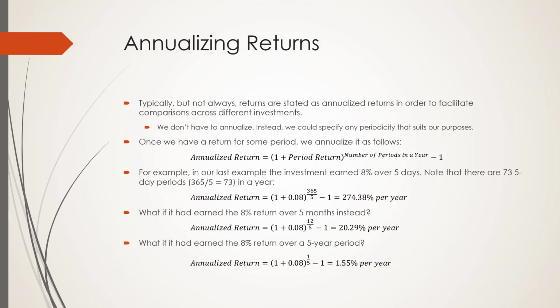What if the 8% had been earned over a 5-year period and you wanted to annualize that? Well, how many 5-year periods are there in 1 year? There's 1/5 of a 5-year period in 1 year. So our formula is 1 plus the 8% to the 1/5 power minus 1, and that would give you 1.55% per year. So I hope that's clear.